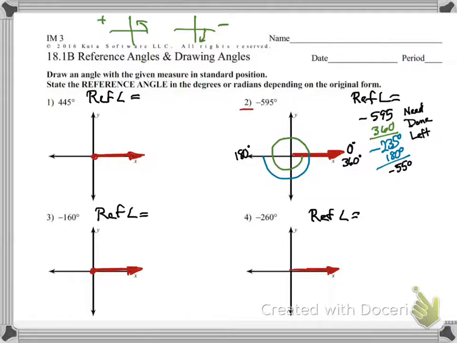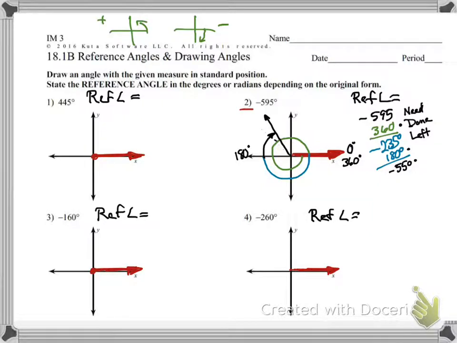If I went exactly to the center here, that'd be 45 degrees. I need to go a little further than that. So I'm going to go over right about here somewhere. A little bit past the center. Put an arrow out there. Put an arrow right there. And there we go. A full circle around, a half circle around, and 55 degrees more. There's my negative 595 degrees.